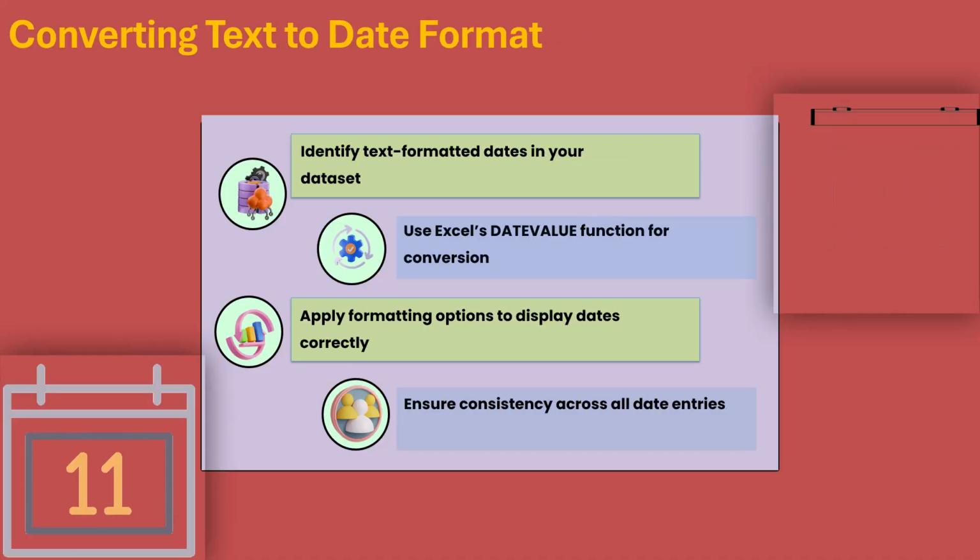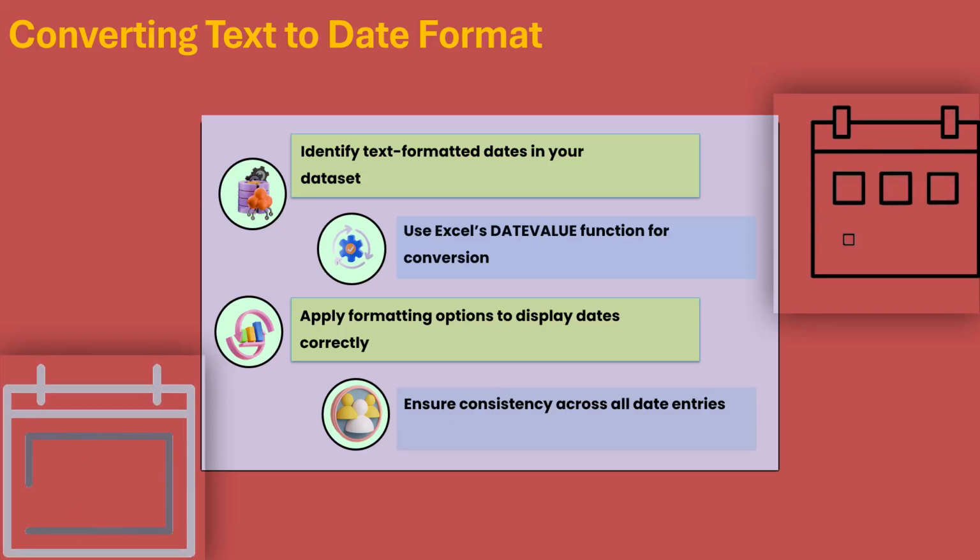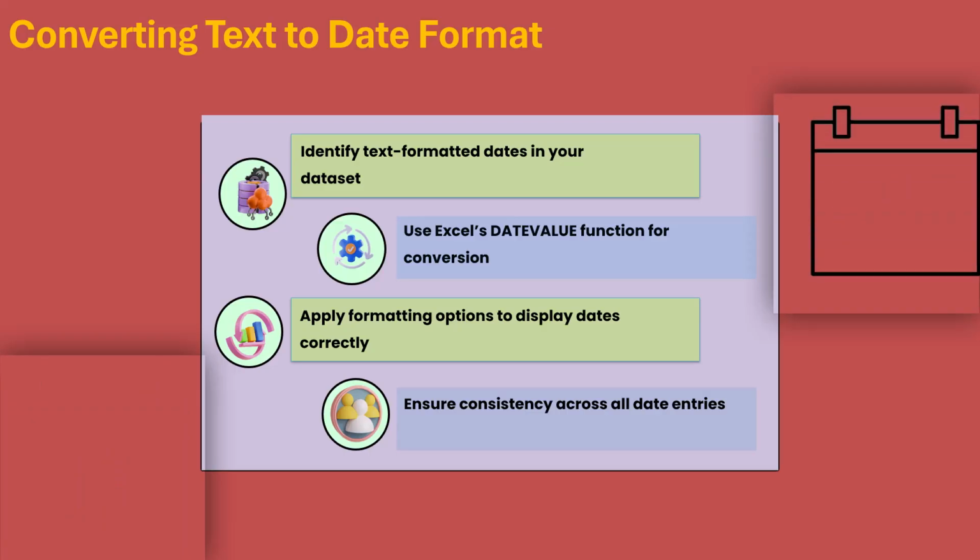Ever copied a date into Excel only to find it refuses to behave? Don't worry, you're not alone. First, we need to spot those rebel text formatted dates. Then we bring in the DATEVALUE function to whip them into shape. A little formatting magic makes them look right, and finally, consistency ensures no date is left behind. Let's tame those wild dates.